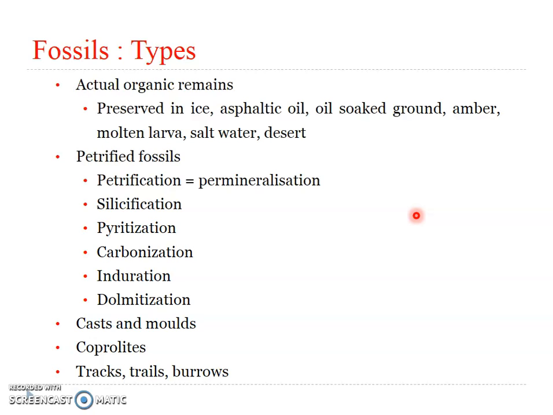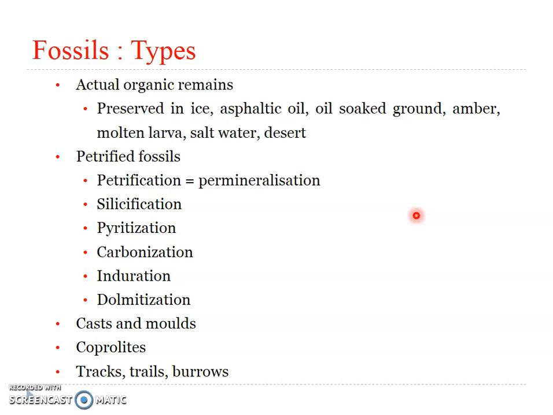So there is a mold, okay, that is known as a mold. Okay, fine. So the cavities of the mold become filled with the minerals from the surrounding environment. Okay, so this results in the formation of fossils known as casts. So in this way, even soft bodies of jellyfishes have been preserved in rocks.